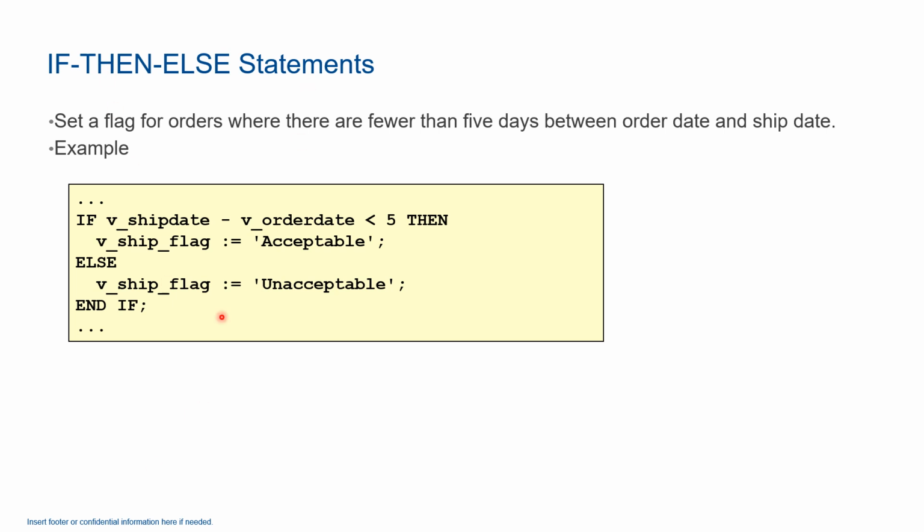If-then-else is also the same. So if the ship date minus the order date is less than 5. Suppose the ship date is 10th of October and the order date is 5th of October. It is equal to 5, so it is not less than 5. Okay, so we will do 4, so it is 6, and 6 is greater than 5, then v_ship_flag is acceptable.